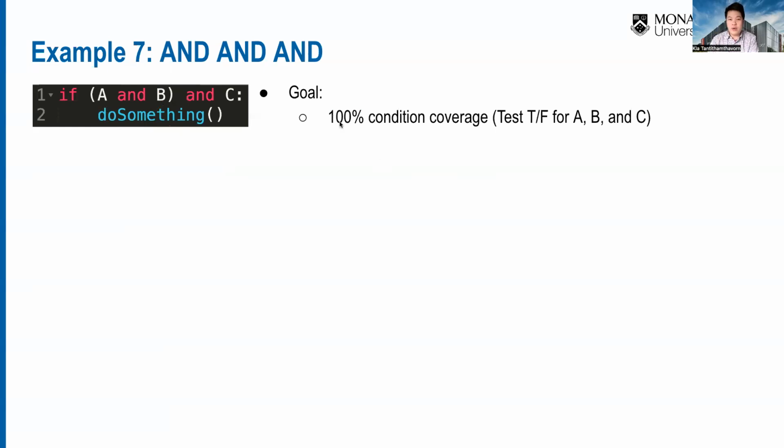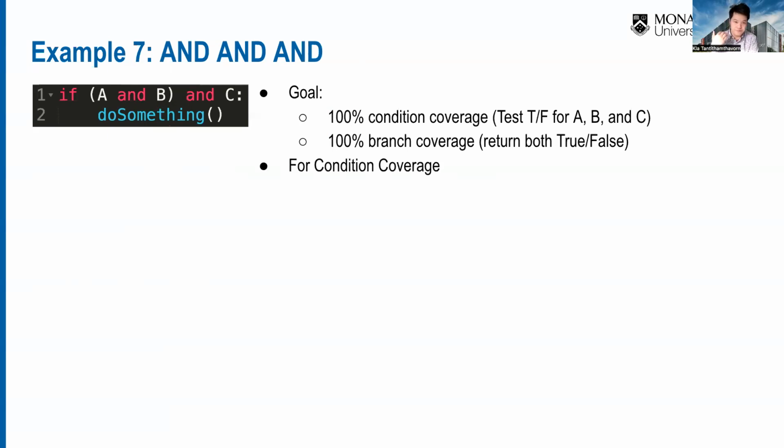The goal is that we want to achieve 100% condition coverage. So A, B, C should each be tested as true or false. And we would like to achieve 100% branch coverage as well. So that means the if statement should evaluate to either true or false, right? What is the optimized test case? How can we decide which test cases are the most efficient?